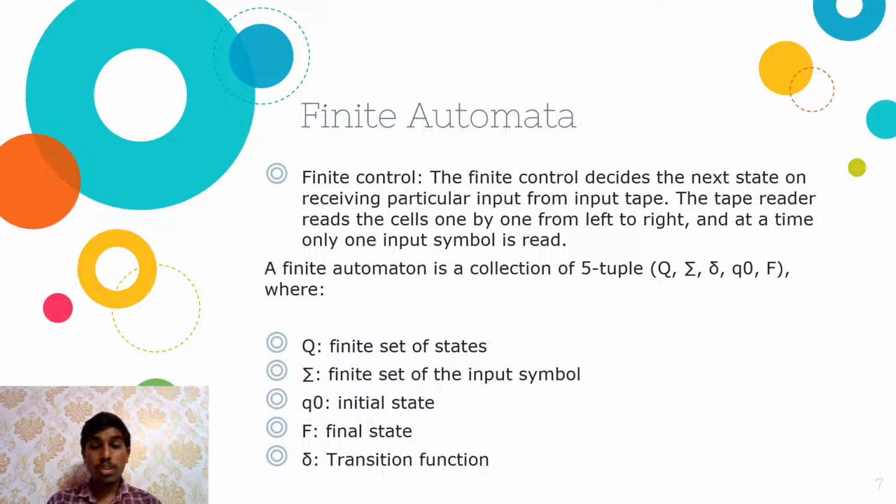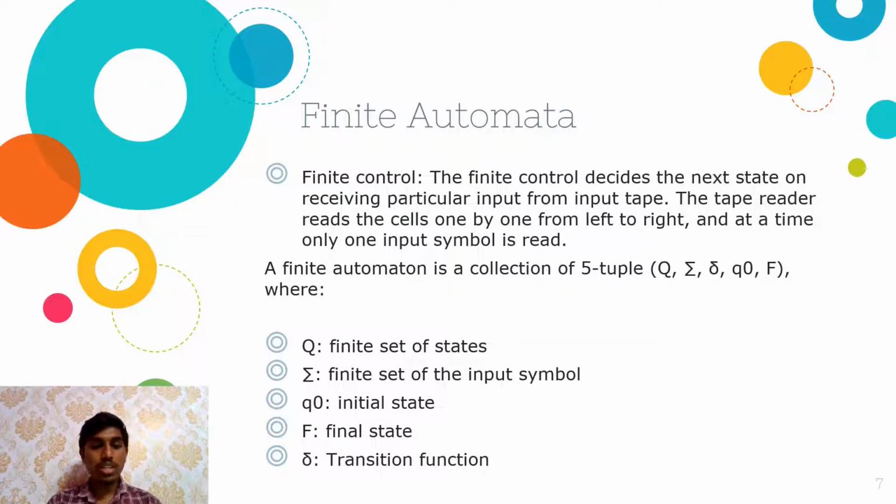Before, we discussed the 5 tuple. Here is the 5 tuple and the elements present in it: Q, sigma, delta, Q naught, F. Here Q is the set of states present in the finite automata, represented as Q1, Q2, Q3 and so on up to n, where n represents the number of states present in the finite automata. Sigma is the set of all the input symbols that the finite automata accepts. Q naught is the initial state. It is also called the start state. It is represented within a circle followed by an arrow before it. F is the set of final states.